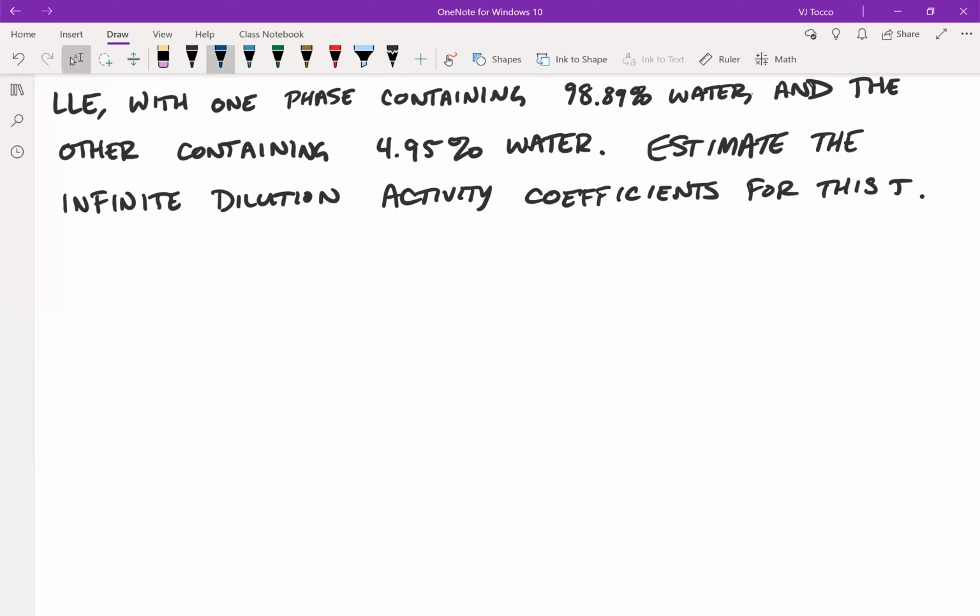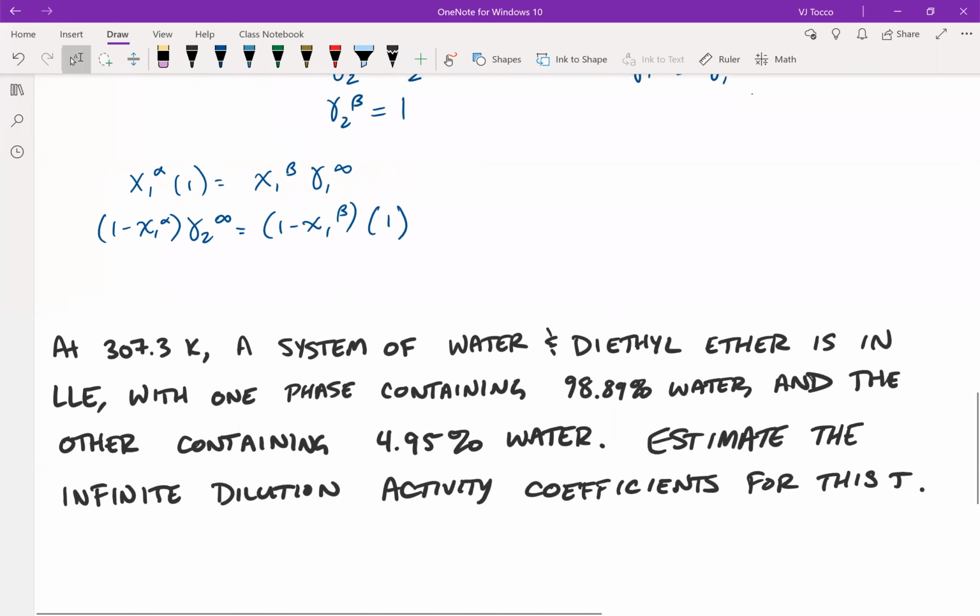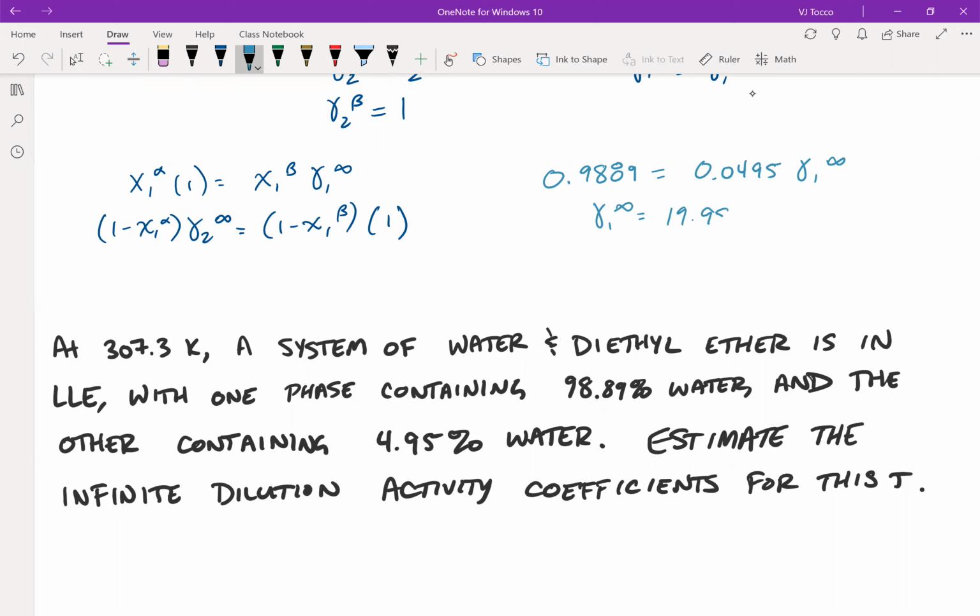We can just plug numbers into our equations. Taking the equations I wrote above, we designate phase 1 as the water-rich phase, and we'll call water our component 1. So x1 alpha, 0.9889, is equal to x1 beta, 0.0495, times gamma 1 infinity. This is as simple as dividing through, so gamma 1 infinity is 19.98.